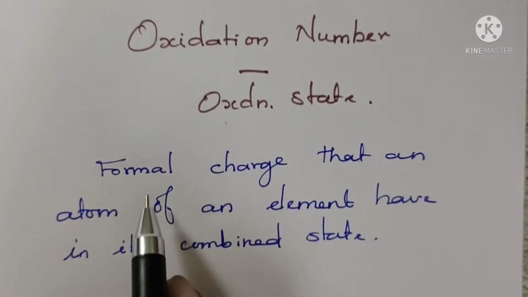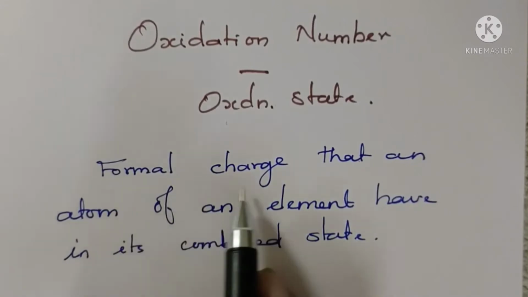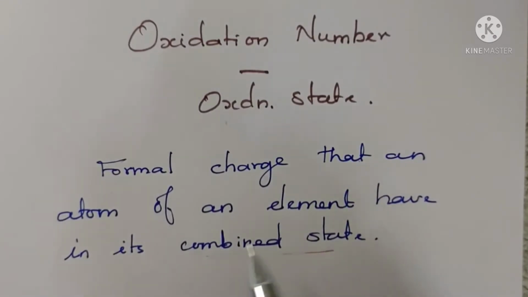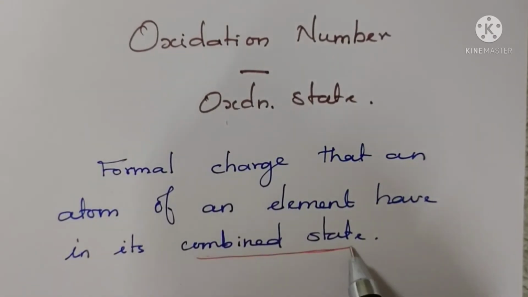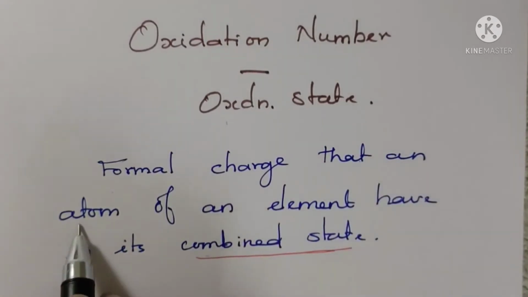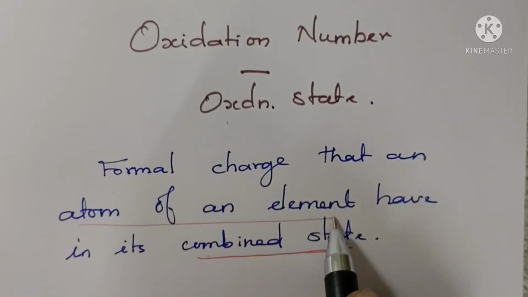So what is the definition for oxidation state? It is the formal charge that an atom of an element has in its combined state. So the oxidation state can be talked about only in the combined state.